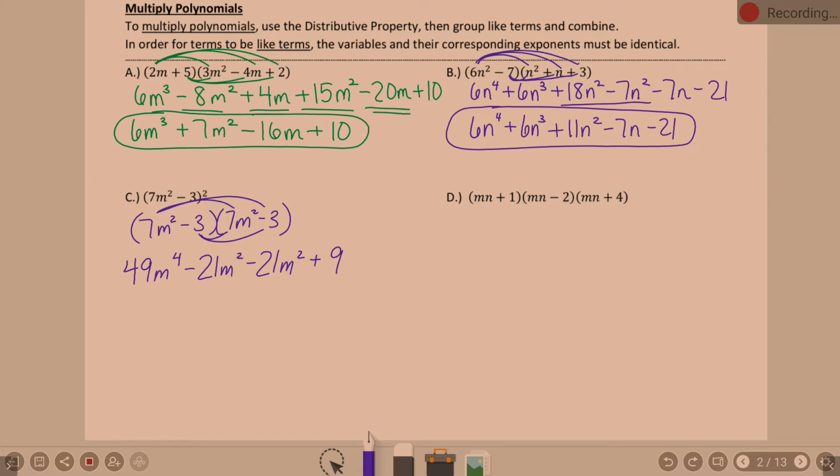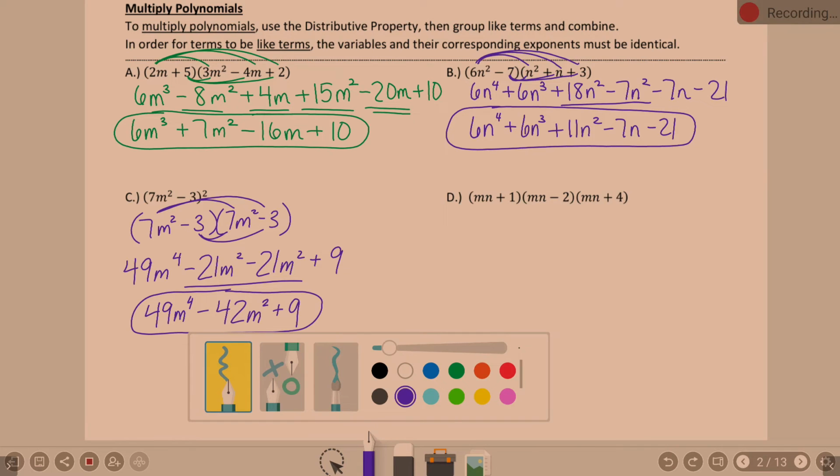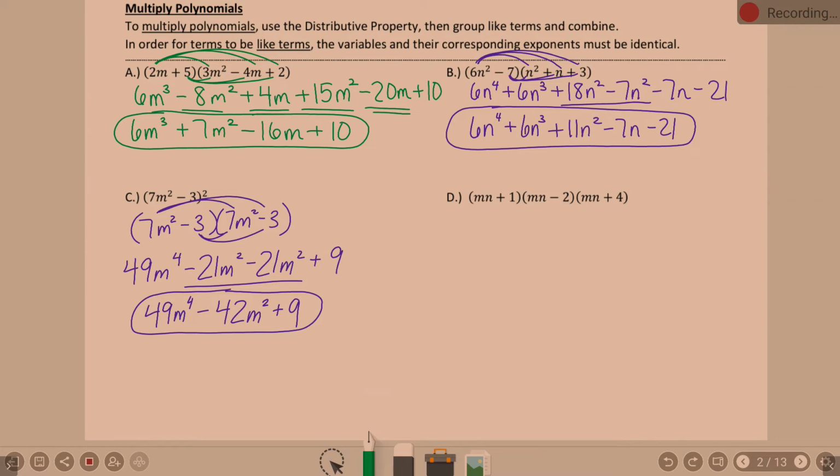Okay. Any cleanup? Yes. Yep. So 49m to the fourth stays. -21m squared, -21m squared. That's -42m squared. And plus 9. Notice my middle terms did not cancel out, did they? In case you made that mistake. Okay, they're the same sign, so we add them and keep the sign. Okay. D, the one Ruby's awaiting.